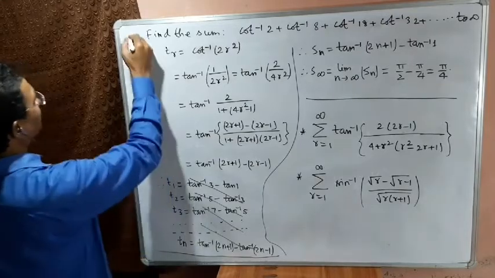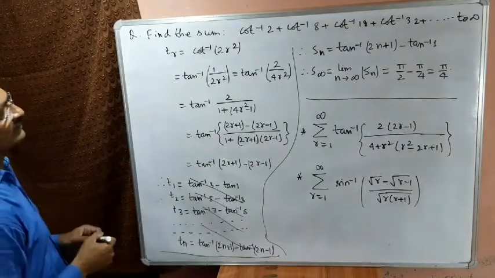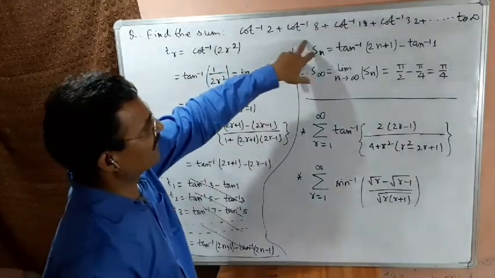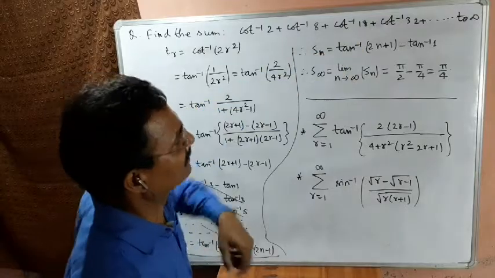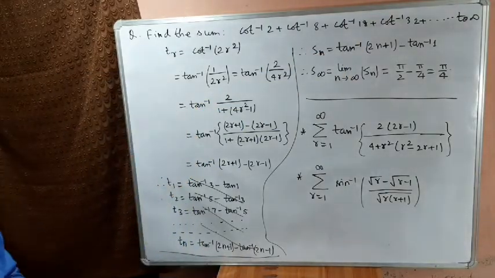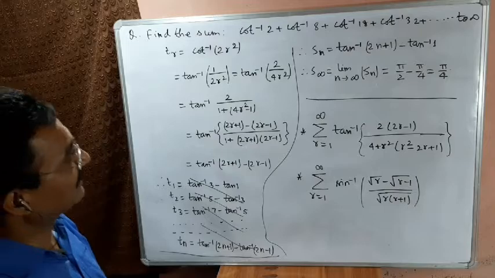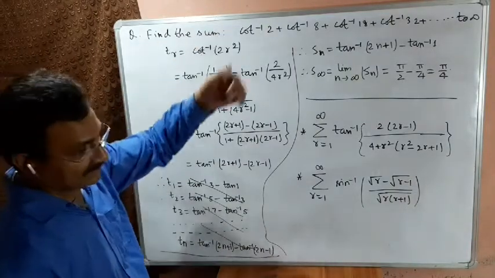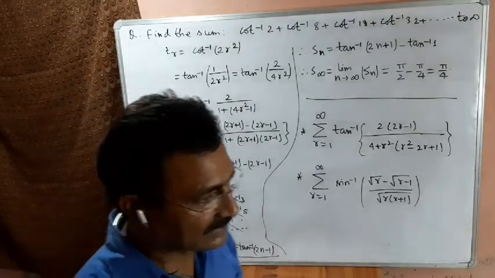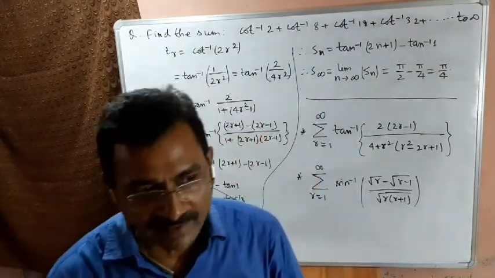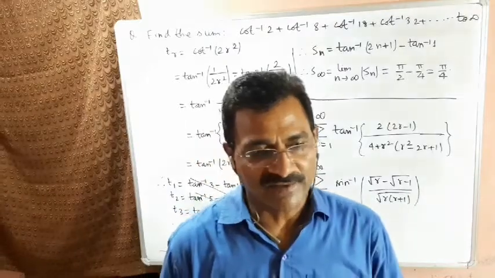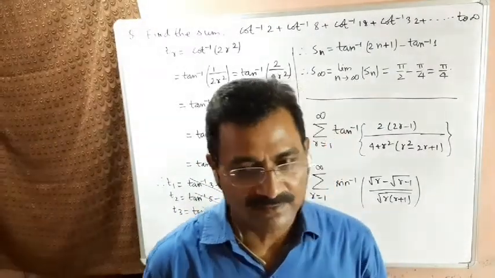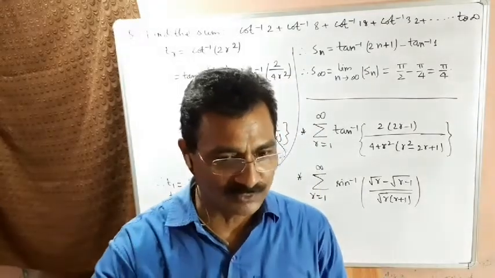Next, I have taken the same type of question. We have to find the sum of this series: cot inverse 2 plus cot inverse 8 plus cot inverse 18 plus cot inverse 32 up to infinity. In this question, the nth term is not given, and we have to find the sum up to infinity. First of all, we know that if we have to find the sum to infinite terms of any series, then at first we find the sum to n terms, and then we let n tend to infinity.